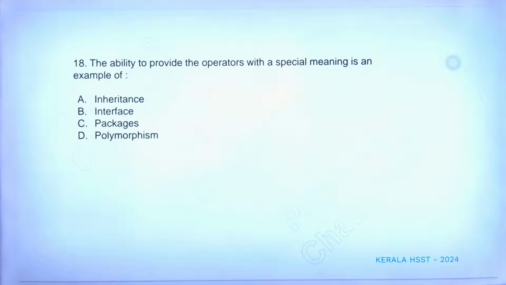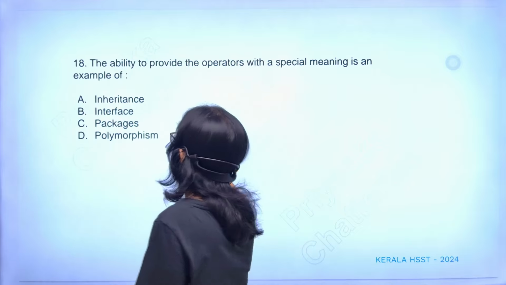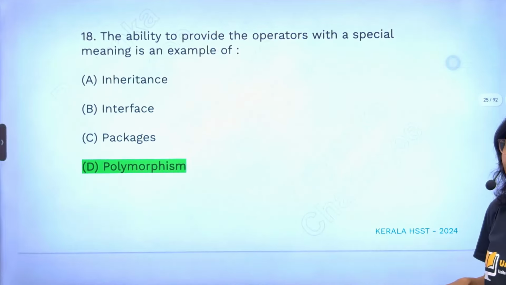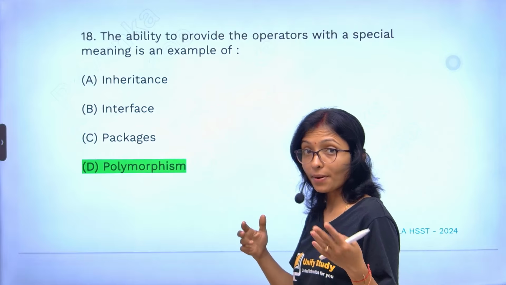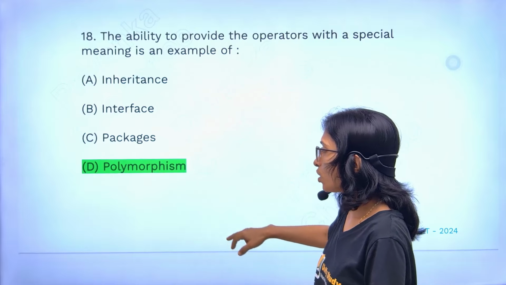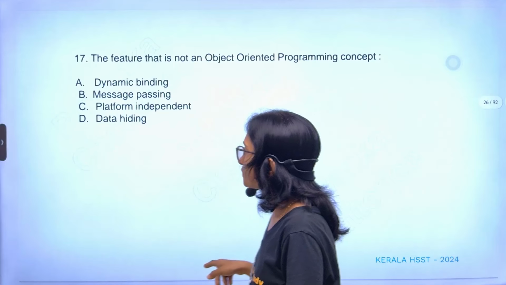Yes. The ability to provide operators with a special meaning is an example of polymorphism. Definitely. You are using them for a different purpose. The same name you can use for different purposes. That is polymorphism. So the answer is polymorphism here. Next one.